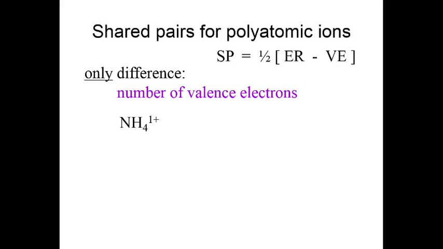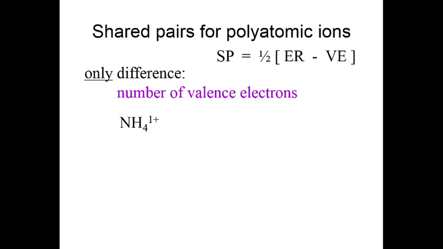If we want to draw Lewis structures of polyatomic ions, we need to pay attention to the charge and how that plays a role in calculating the number of shared pairs. In computing the number of shared pairs for a polyatomic ion, we still use the relationship Sp equals 1/2 (Er minus Ve). The only difference between molecules and polyatomic ions is in the number of valence electrons.